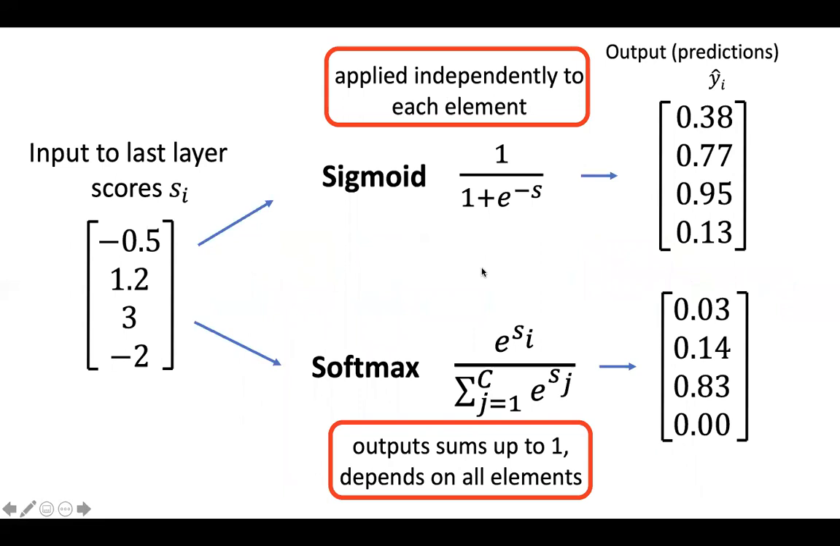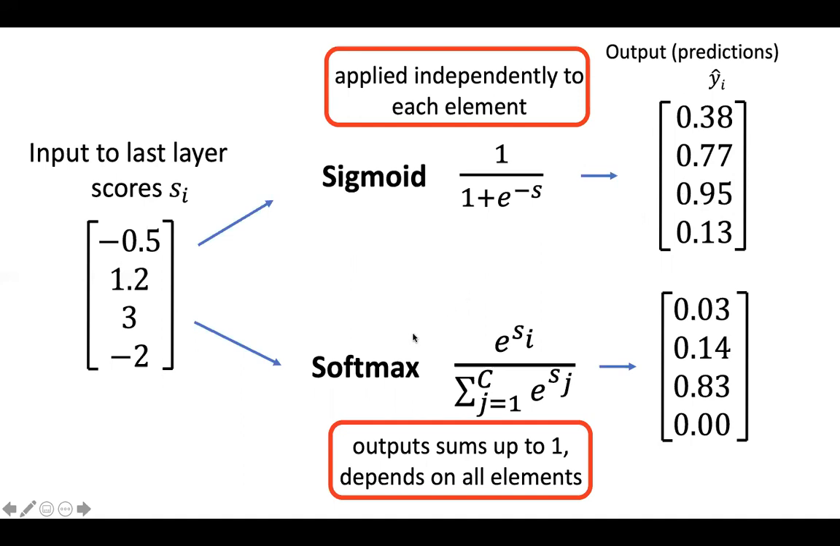So let's compare the activation functions. Let's say we have some kind of vector that we pass to our last layer, or output layer. We will call these input scores. If we pass this array to the sigmoid function, the sigmoid function will be applied to each element of the array independently. So the result in each row is independent of each other.